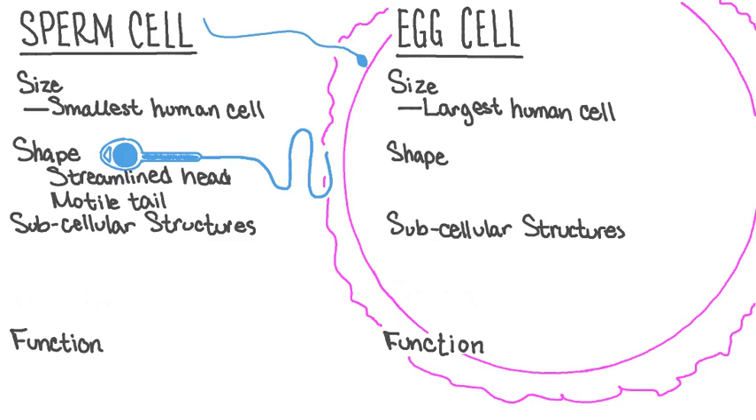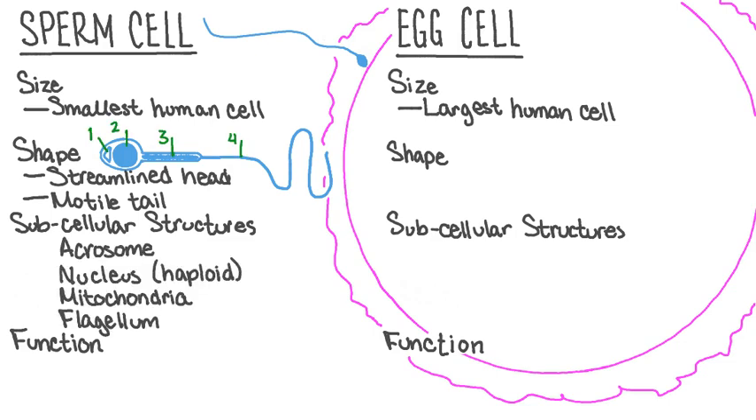And here we have a larger, more detailed diagram that allows us to see some of the subcellular structures. The sperm cell consists of a streamlined head and a long, motile or moving tail. Within the head of the sperm, we find the acrosome, which is a flattened sac that contains enzymes that help the sperm to penetrate the egg cell. We also find the nucleus, which is haploid, meaning that it contains half the normal number of chromosomes.